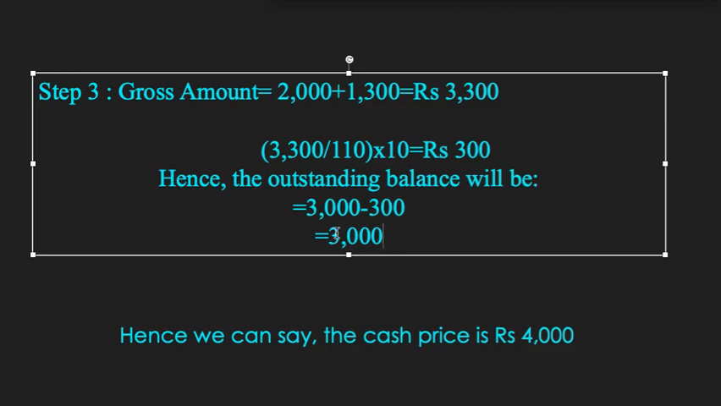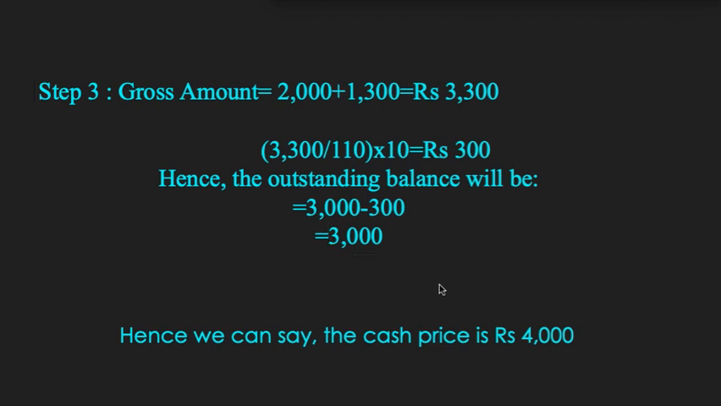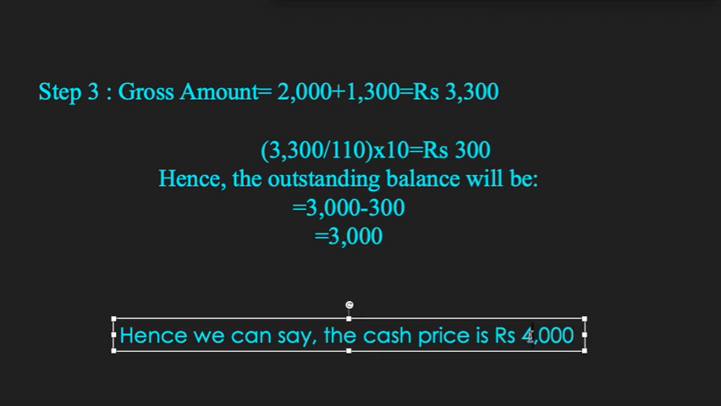Now when 3000 is the cash balance, how much is the advance paid? It is 1000. So 3000 plus 1000 is equal to 4000, and hence the 4000 is the cash price of the asset, or the cars, two cars, taxis.